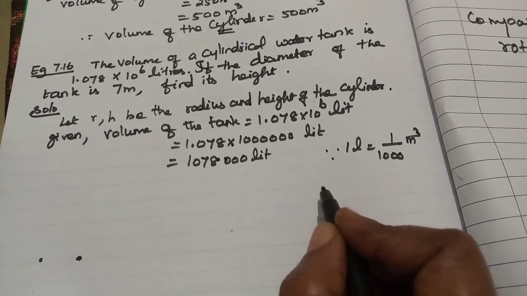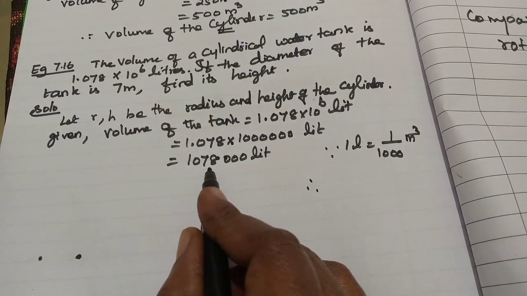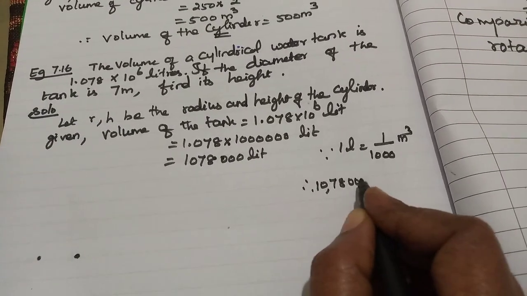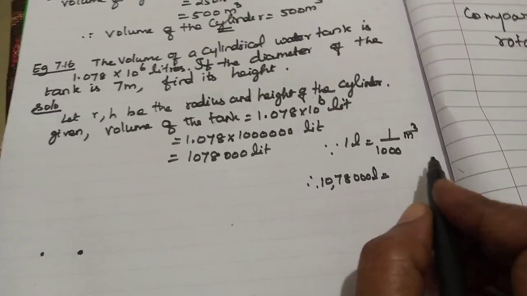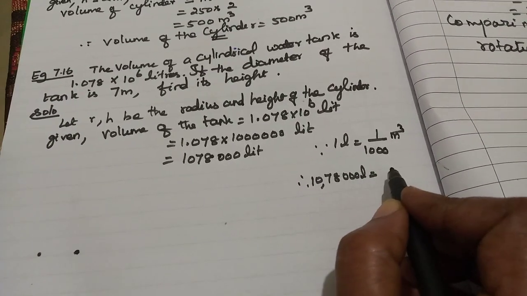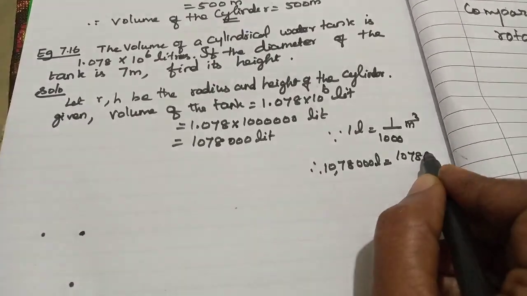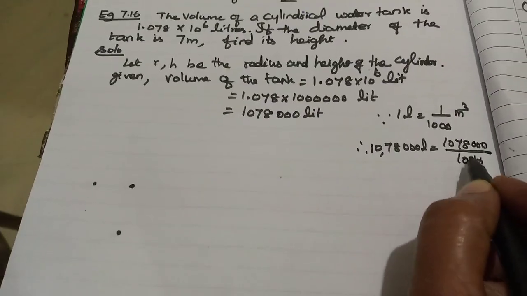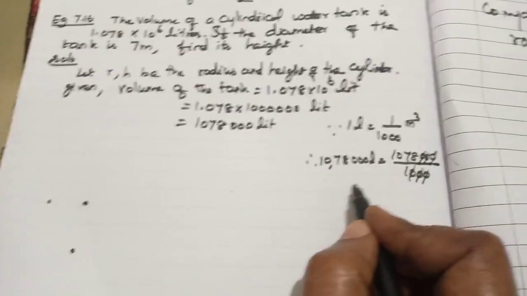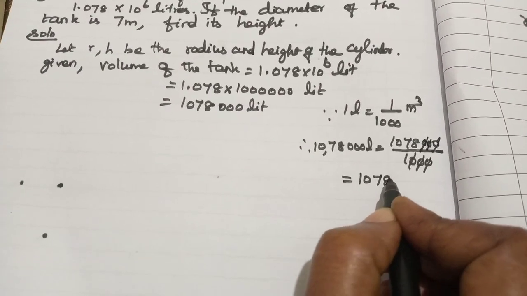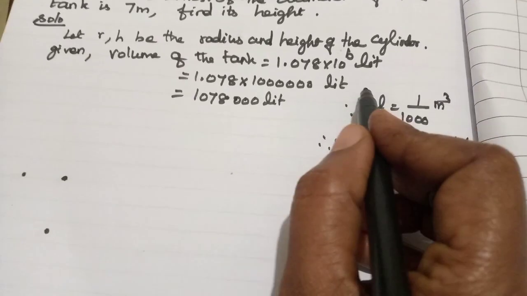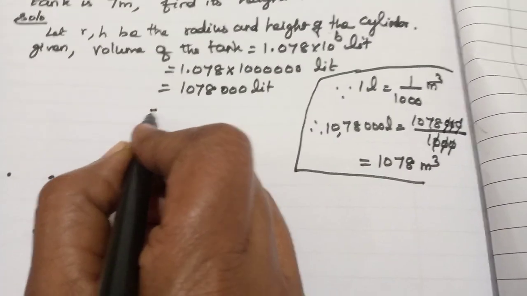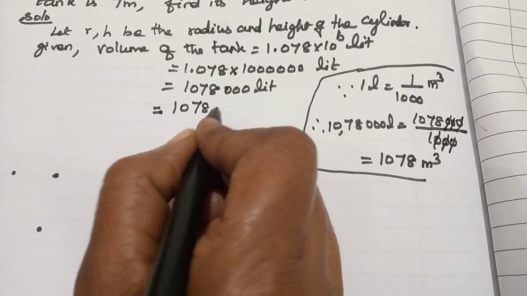Therefore, this much liter, 10,78,000 liter is equal to, how will it come? This value divided by 1000. 10,78,000 divided by 1000 meter cube. The zeros cancel, which is equal to 1078 meter cube. This one you have to write inside, rough work, which is equal to 1078 meter cube.